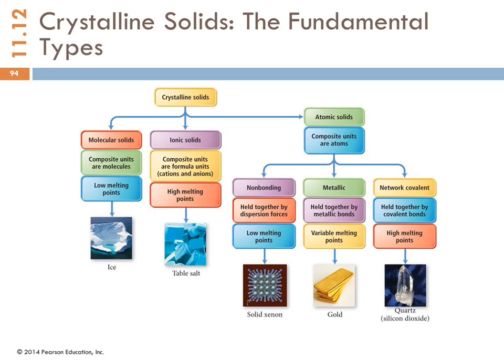Other metals, like mercury, are liquid at room temperature. Gallium will melt in your hand just from the heat of your hand. So the melting points for those guys are variable.